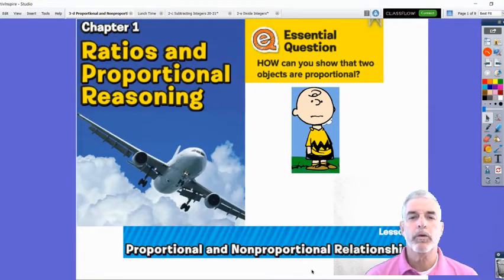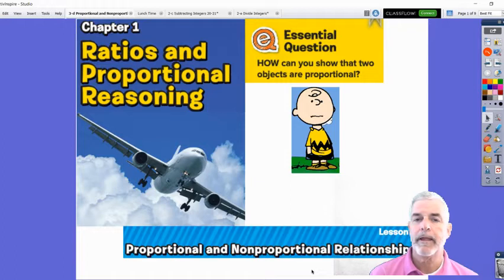Hey, Mr. Riley here with the next topic in our discussion of ratios and proportional reasoning. We've talked about unit rates. We're now going to talk about proportional and non-proportional relationships.